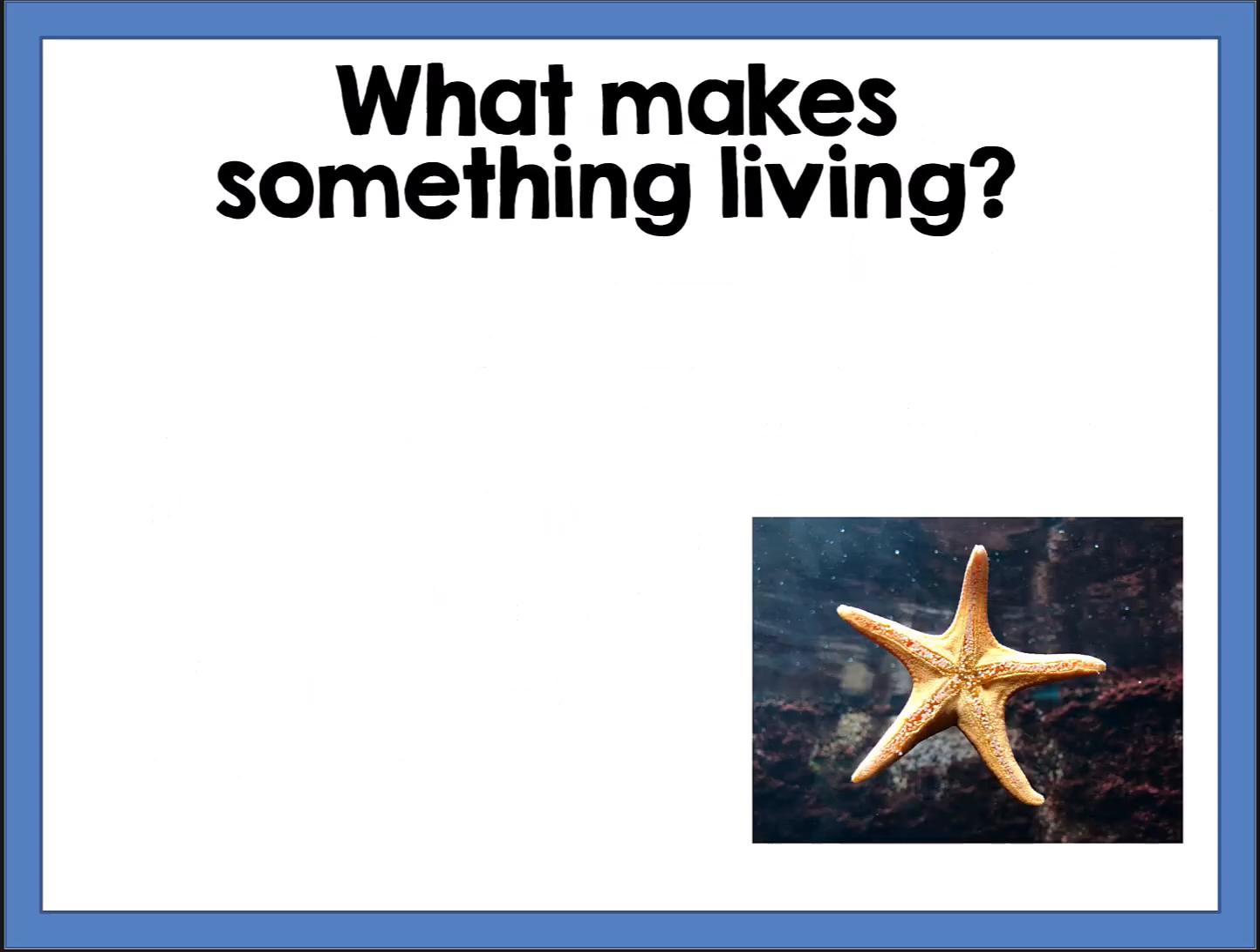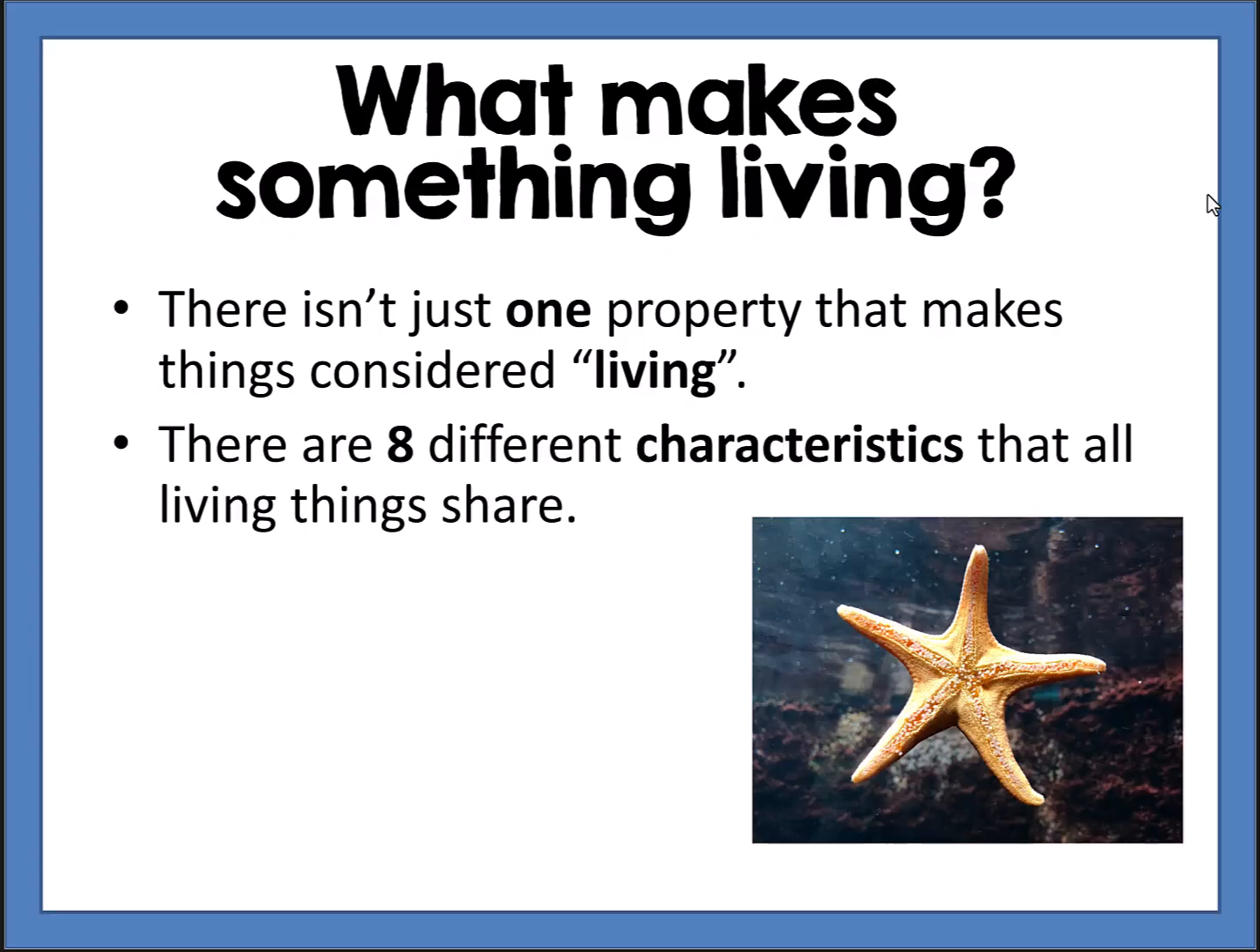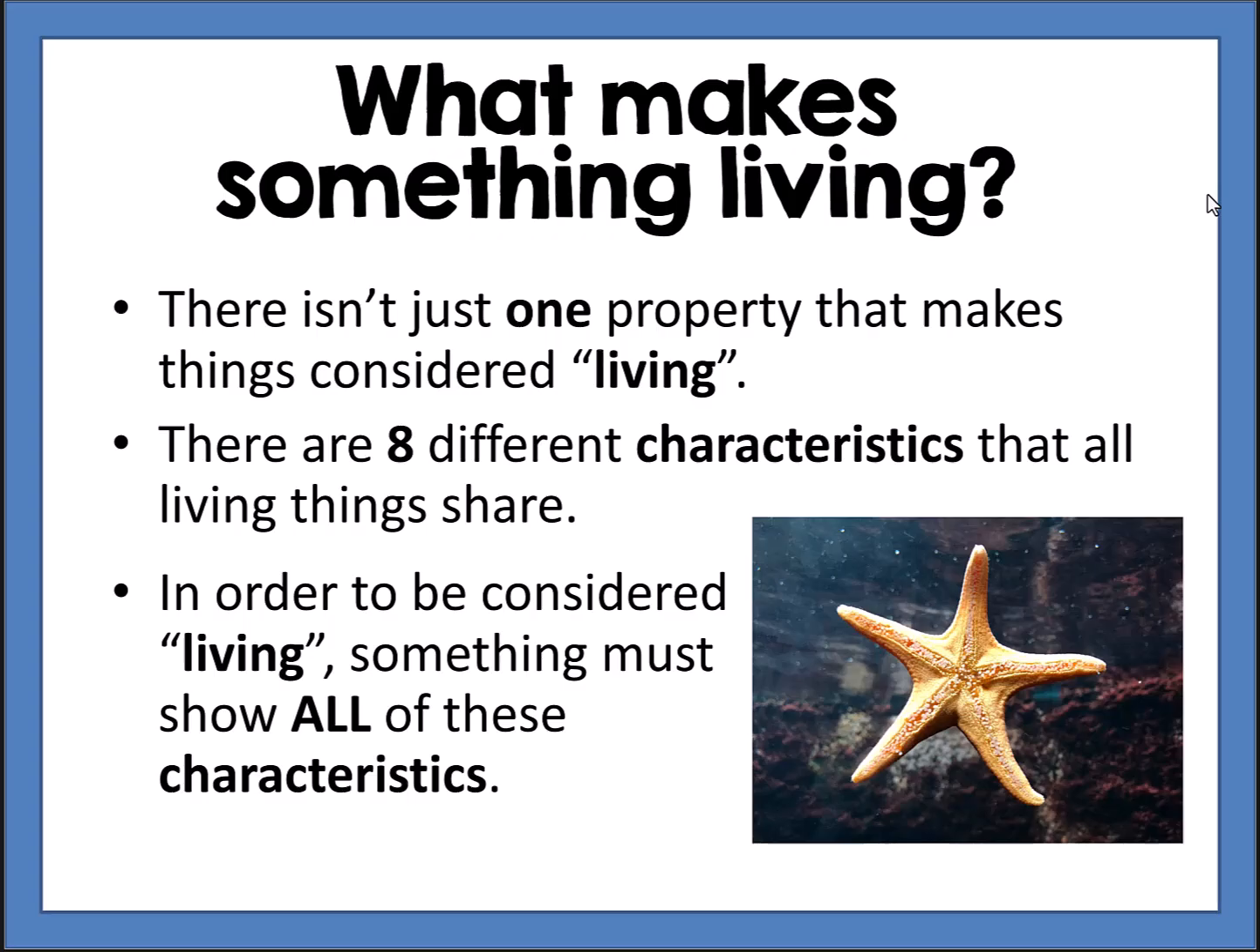So now that we know that living things arise from other living things, we need to identify what even makes something considered living. Well, there isn't just one property that makes something considered living. There are actually 8 different characteristics that all living things share. And this isn't a widely agreed upon number. There are different scientists that would say different characteristics here, but these are the 8 we're going to focus on. So in order to be considered living, something must show all of these characteristics.